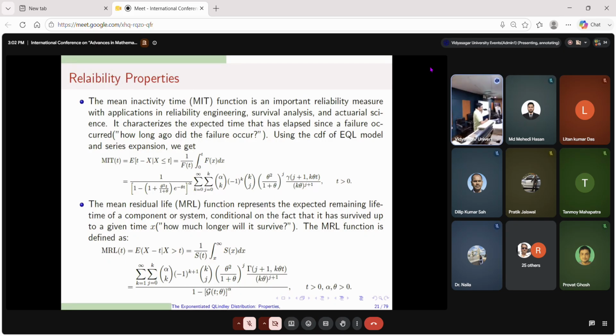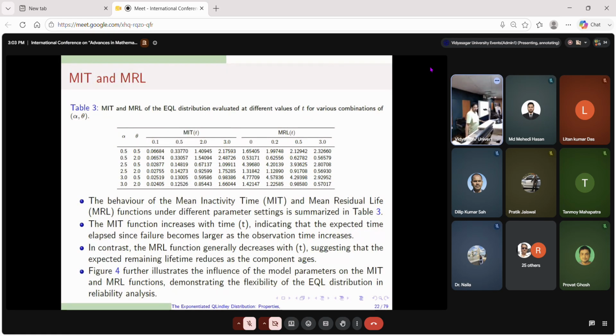Okay. Now these are some reliability properties. So the mean inactivity time, MIT, and some formulas are there. In between there is very complex mathematical algebra, however I have given only the last part. So this is the mean inactivity time function, and next one is the mean residual time function, and these are some numerical values of those functions.